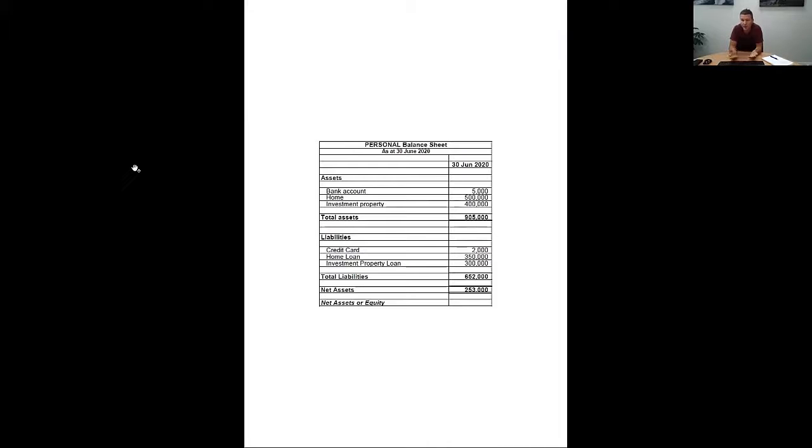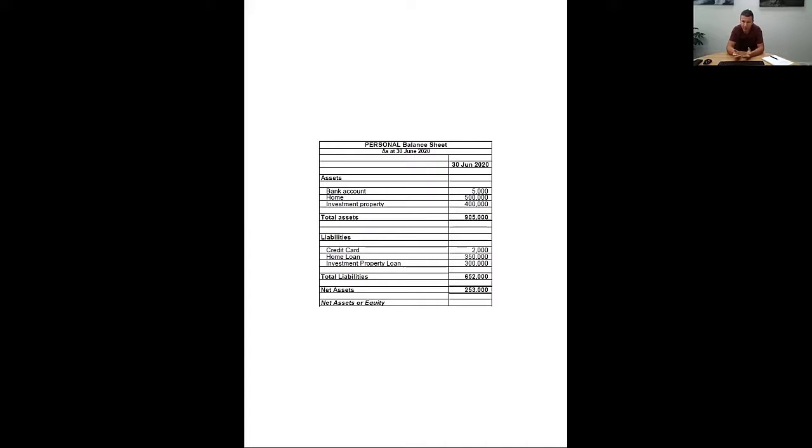So, as I said, this is some individual or a couple. They might have assets, so a bank account sits there as $5,000, a home of $500,000, and an investment property, 400K, say. So their total assets is $905,000. Then on the liabilities, they might have a credit card of a couple of thousand, a home loan debt of $350K as an example, and an investment property loan of $300K. So liabilities are $652K. So their net asset position, their net wealth, if you want, is $253,000 in that personal balance sheet example. So that net asset is also, as I said before, equity.